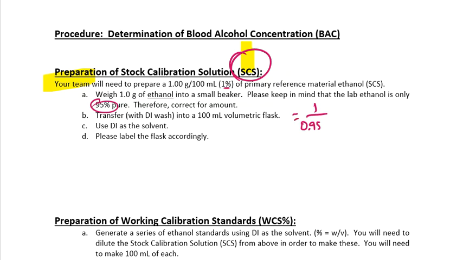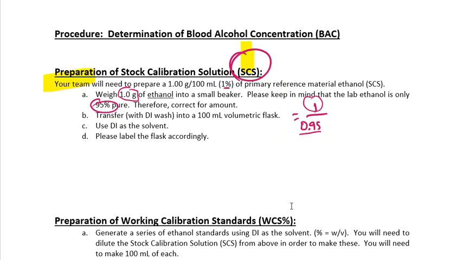That's it. This is my target, and this is the concentration of the standard that they're going to give me. So I take 1 divided by 0.95, and I get something a little bit more than 1 gram, and that's good, because by the time I weigh out that little bit more than 1 gram, because it's only 95%, I will get 1 gram exactly of the ethanol. So do that calculation. That is what you would need to weigh out and transfer into a volumetric flask.